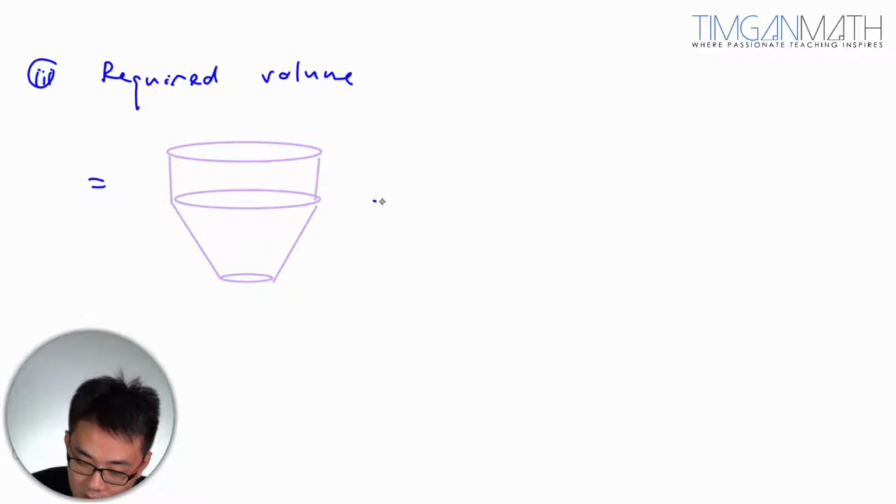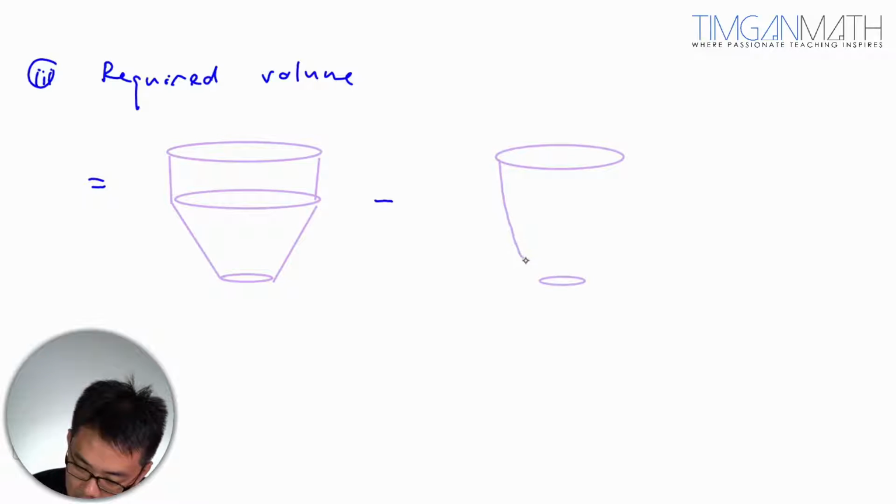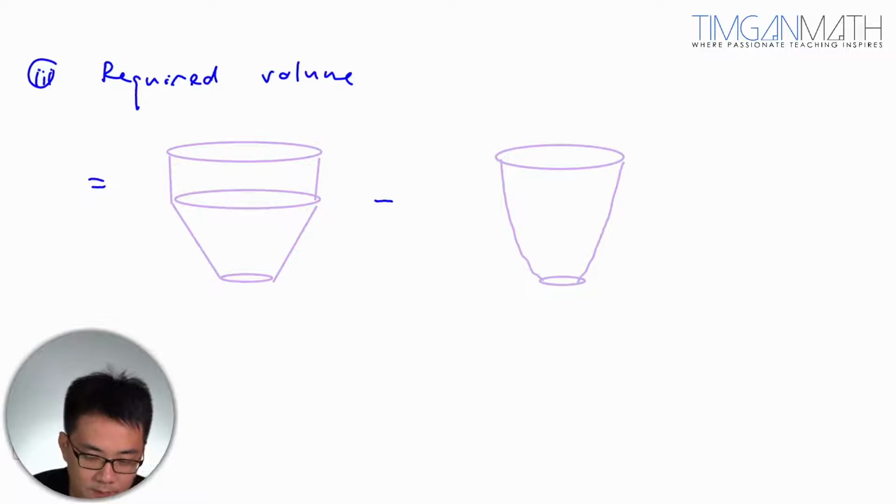Then what we need to do is minus off the inner layer of that portion, which is this curve in the middle. This curve here. Okay, I hope you can visualize that. So there's this curve in the middle that you need to minus off.